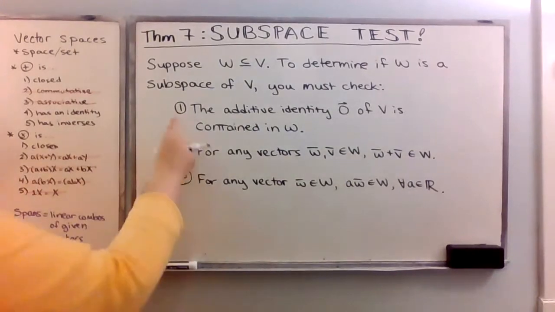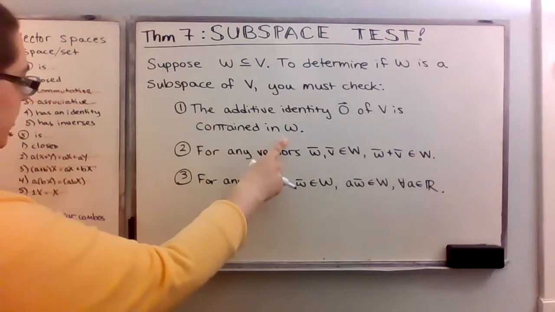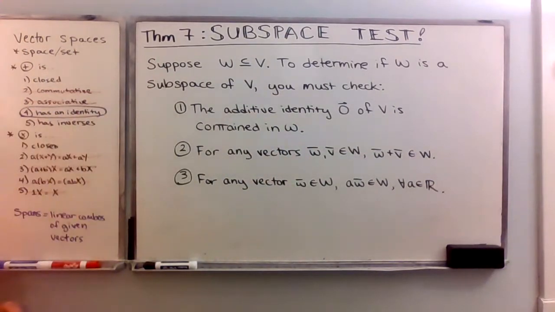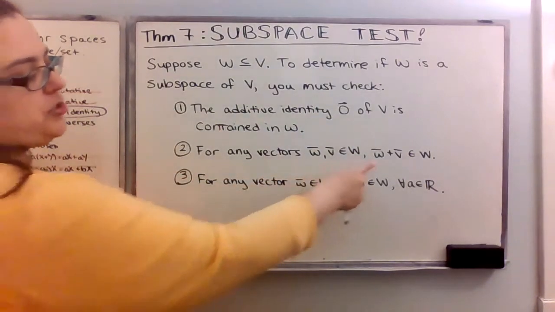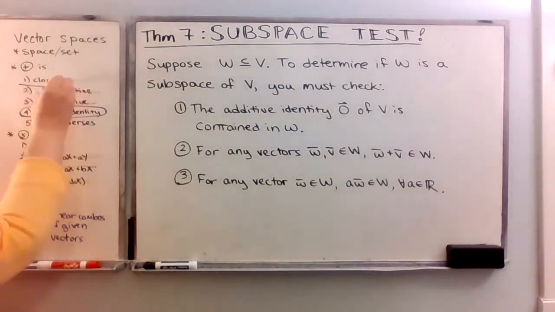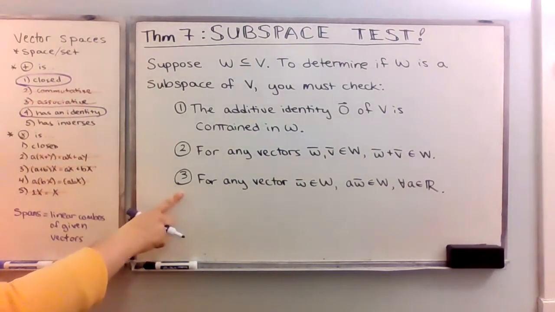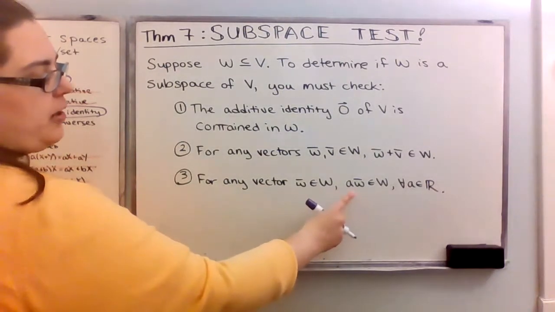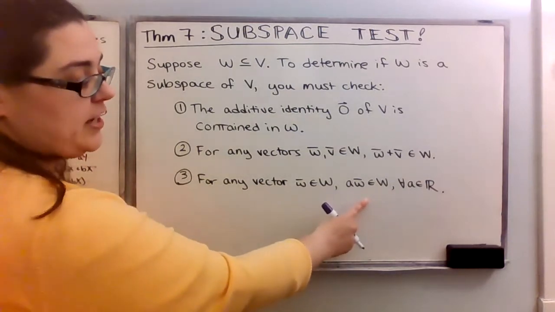So the first thing we have to check is to make sure that the additive identity of V is also contained in W. So that means we're checking this piece, that we have an identity. Then for any vectors W and V, we have to make sure that their sum is also contained in W. So here we are making sure that it is closed. And then for this third one, we have to make sure for any vector W in W, AW is in W. In other words, any scalar multiple is contained in there.